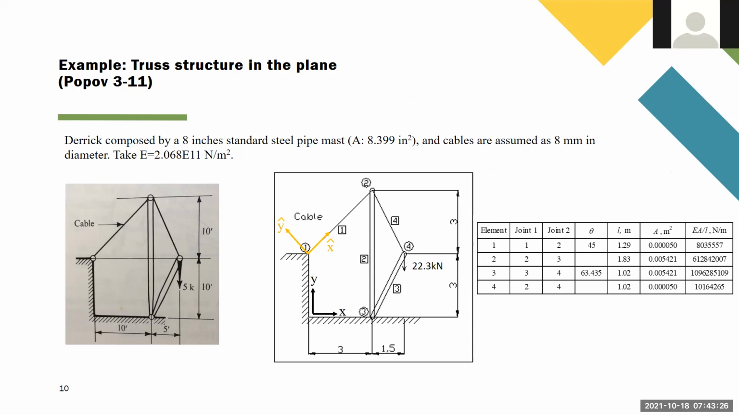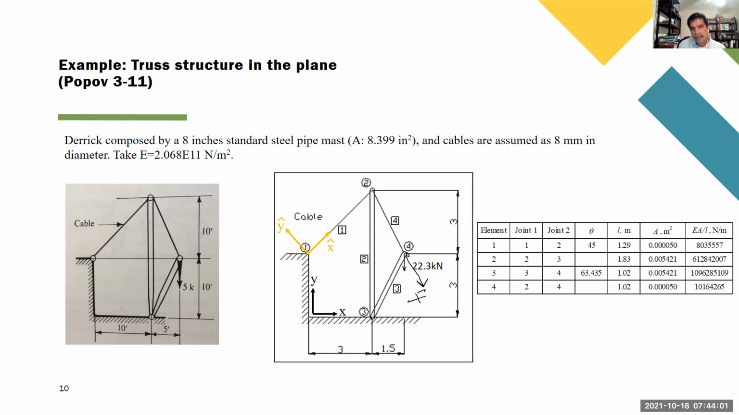Why doesn't element 4 have the angle? Because you have to find it. You tell me, how much is the angle theta 4? So you see that in this case, I'm defining element 4 from joint 2 to joint 4. So element 4 goes from here to there. So this is the direction.